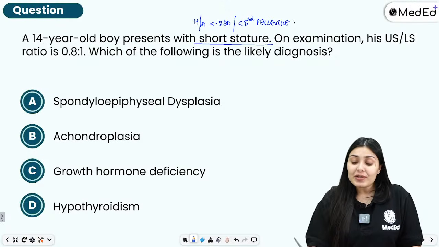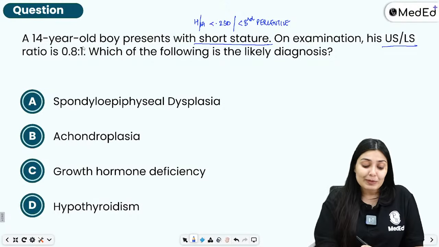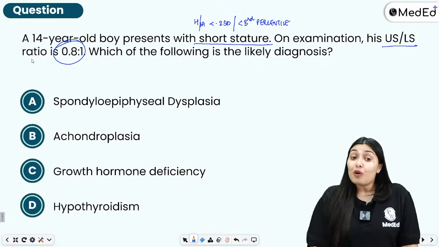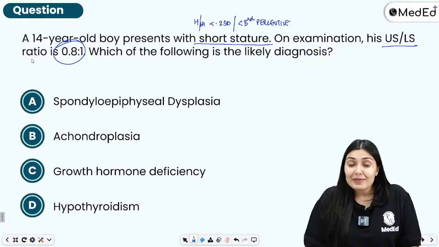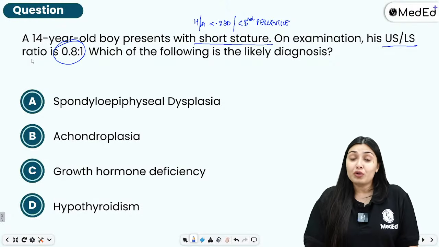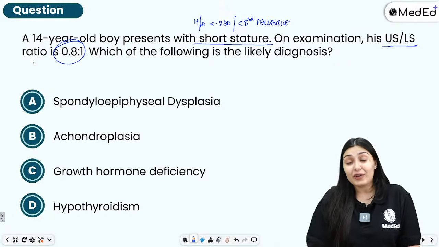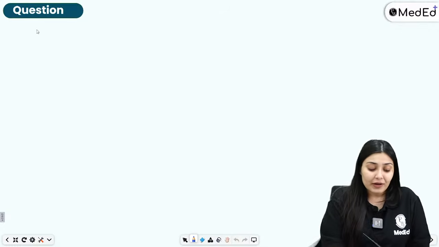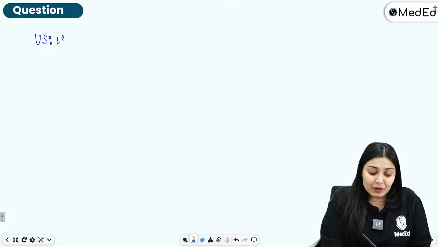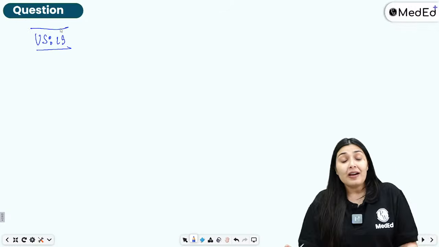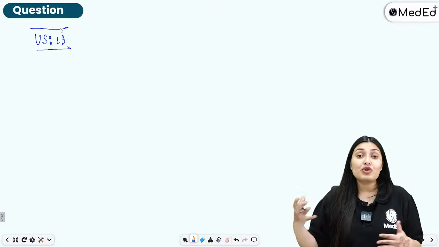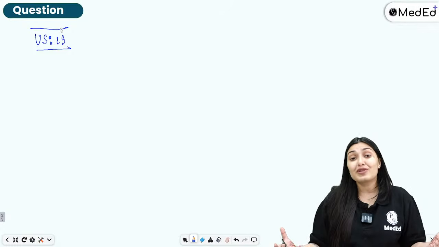On examination, his upper segment lower segment ratio is 0.8:1. What would be the most likely diagnosis over here? And the options we have are spondyloepiphyseal dysplasia, achondroplasia, growth hormone deficiency and hypothyroidism. So for that, let's first understand this ratio, that is the upper segment lower segment ratio. This is very important for us because it helps in differentiating disproportionate short stature from proportionate short stature.